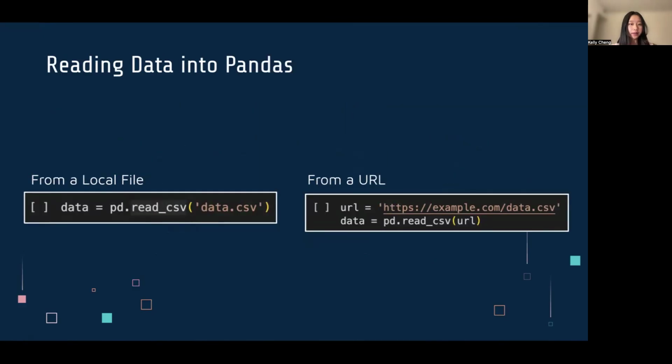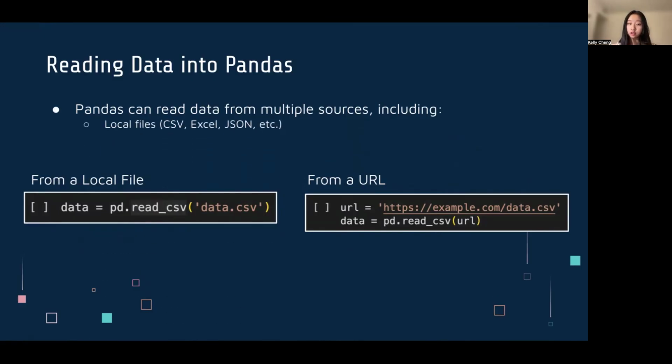Next, going into how to read data using pandas. Pandas can read data from multiple sources, including local files, so this includes CSV, Excel, JSON, etc., and also URLs for online data sets. So the syntax for this will be very similar. The key is pd.read_csv parentheses and the name of your data set in quotation marks. And using the syntax, this line of code stores your data set into the variable data.